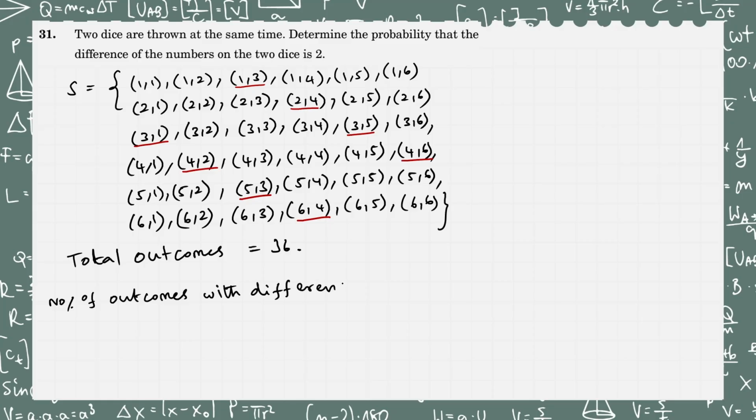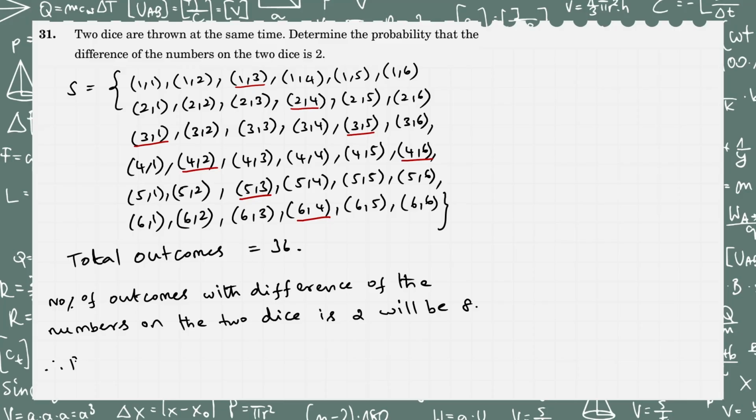So the number of outcomes with the difference of numbers on the two dice is 2 will be, how many are there? Let us count the red underlined items. 1, 2, 3, 4, 5, 6, 7, 8 items. So there are 8 items which are favorable for this particular scenario, right?